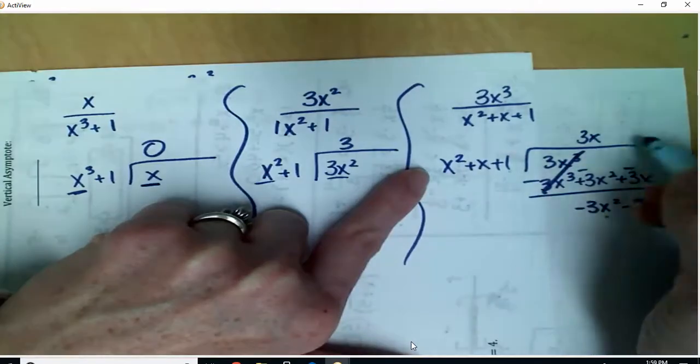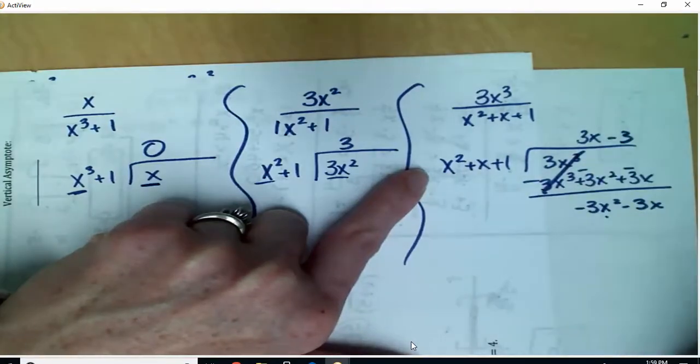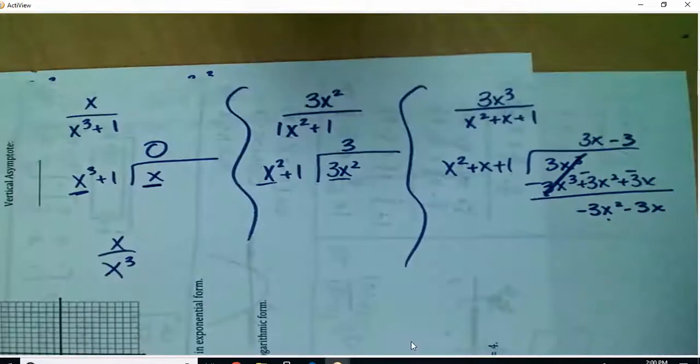Negative 3x squared divided by x squared is negative 3. And you get your oblique. So it all has to do with that long division.